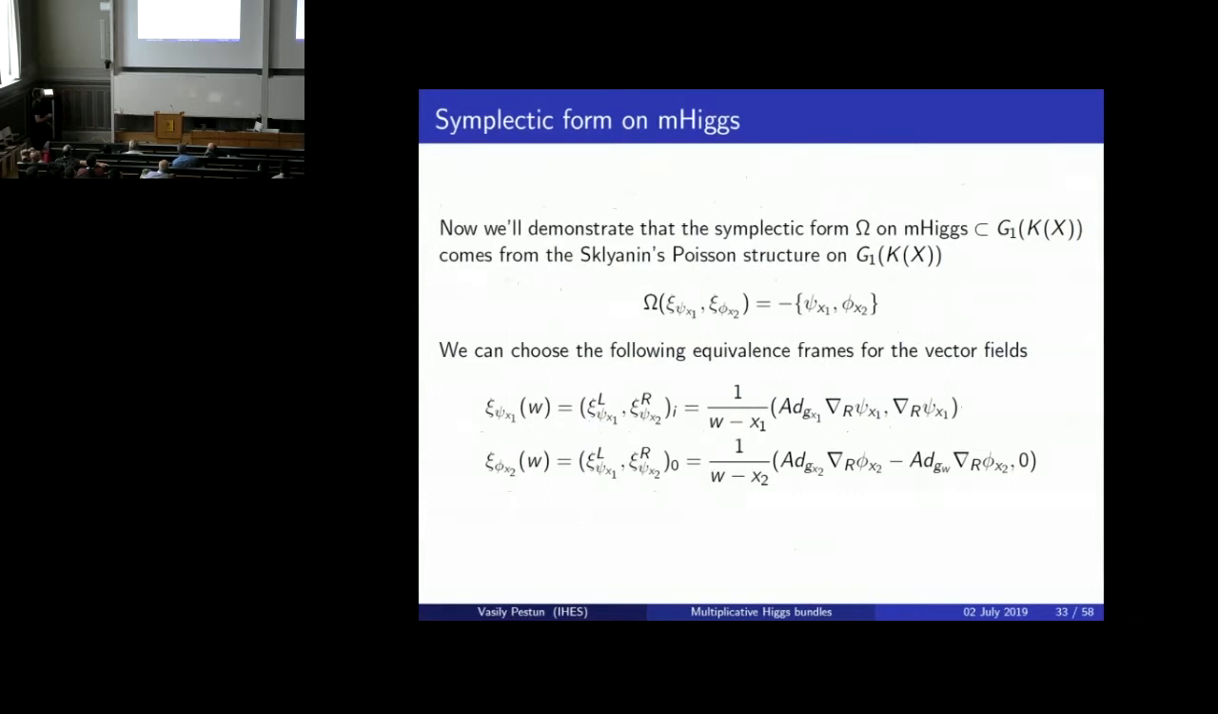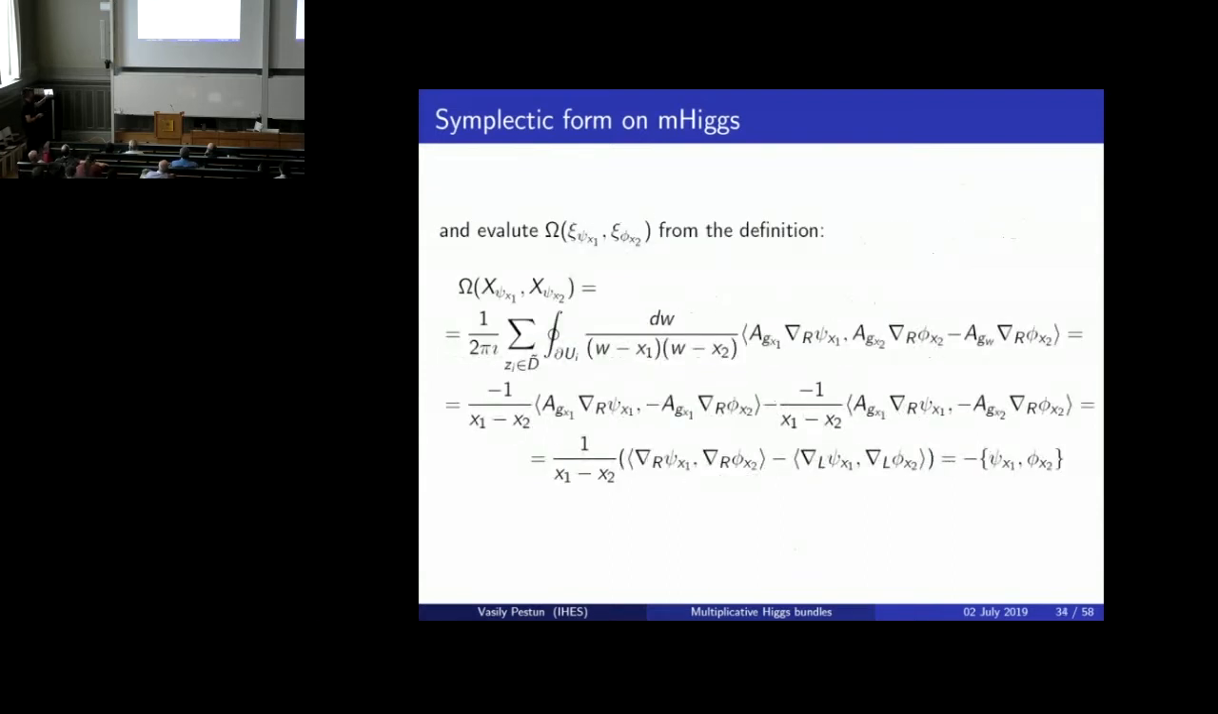So now we'll demonstrate that this symplectic form, well, so for antisymmetric form, it actually comes from this Klein-Poisson structure. So we want to make a computation. We'll take two evaluation functions, consider first the Poisson bracket for them on the right, and compare with evaluation of the symplectic form on the corresponding vector fields. So we'll choose these equivalence frames for their vector fields in the charts i given by this formula, and in the chart 0 given by this formula. Well, maybe the slides will be quick, but all details are in the paper. So whoever is interested can check the computation there.